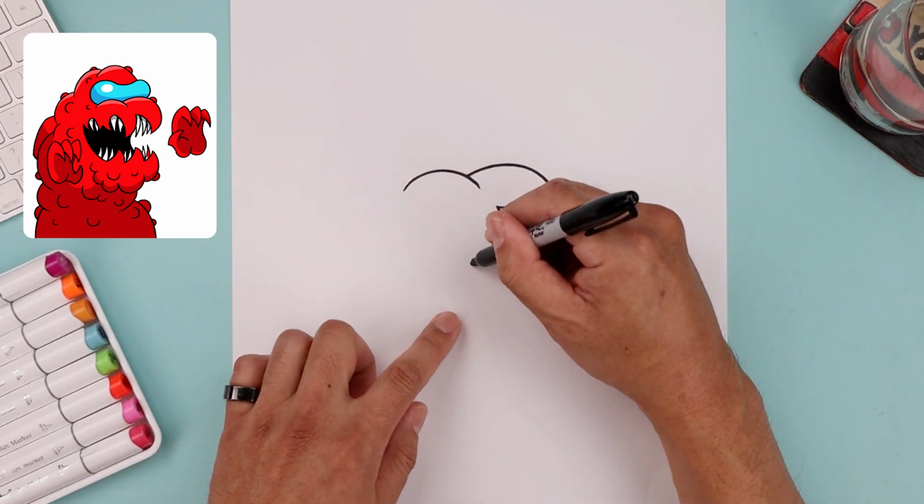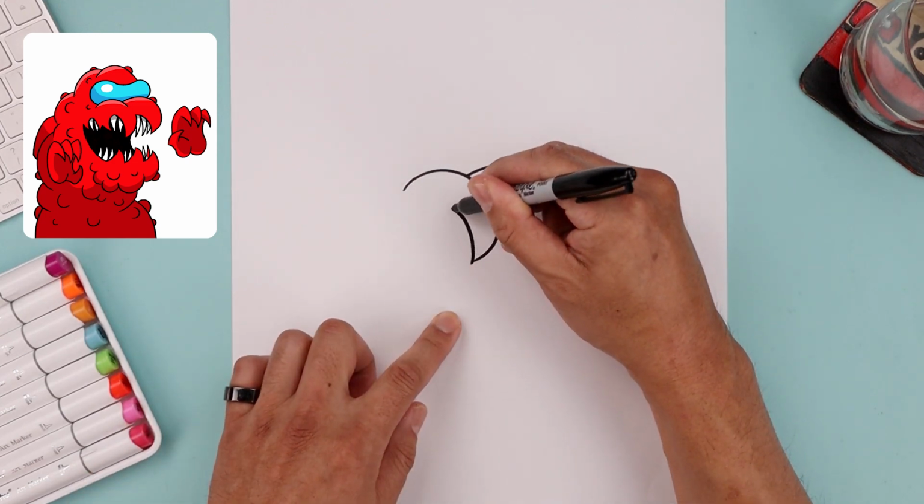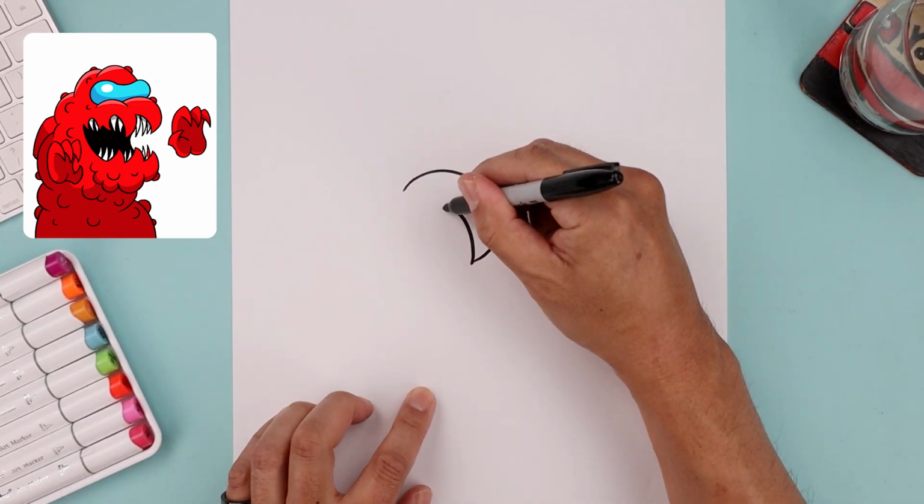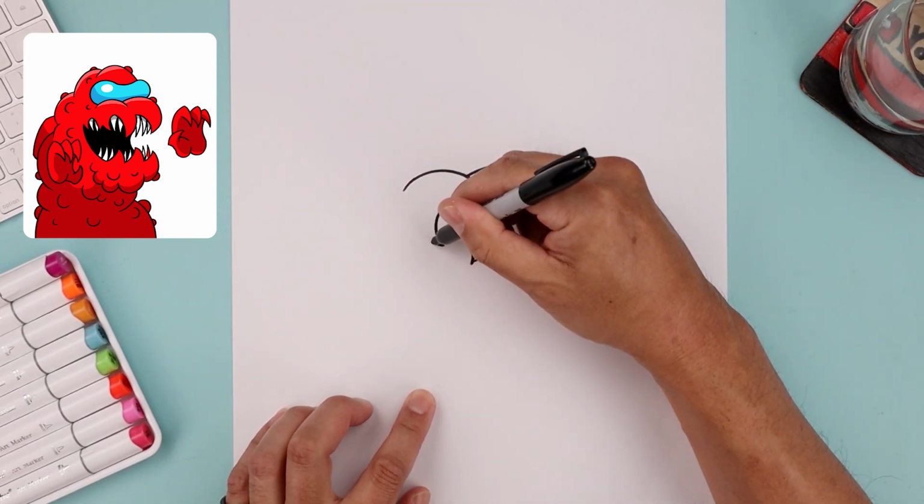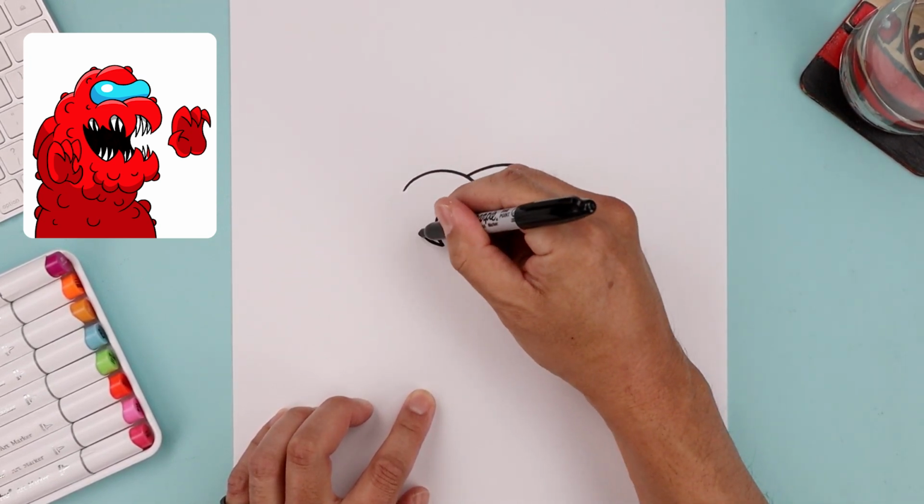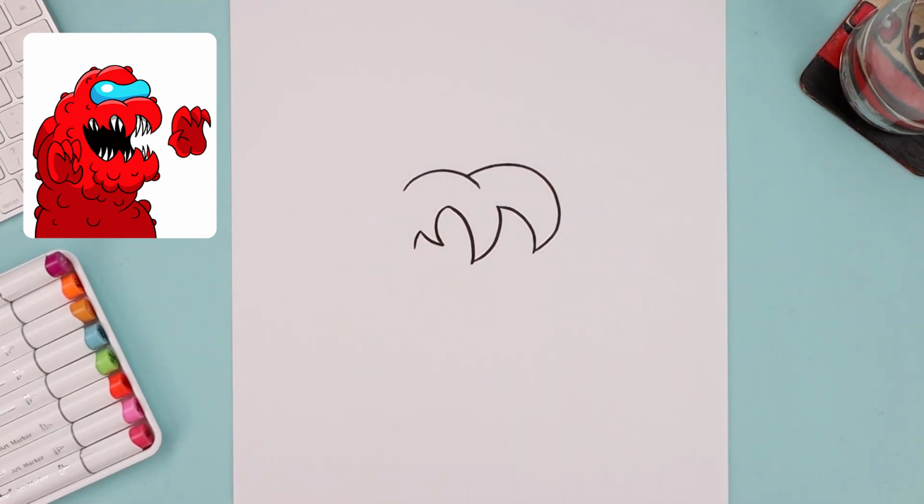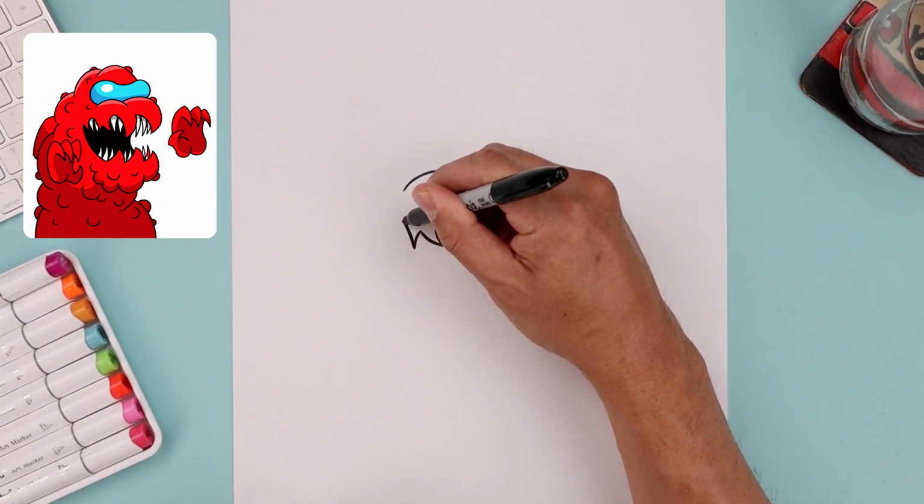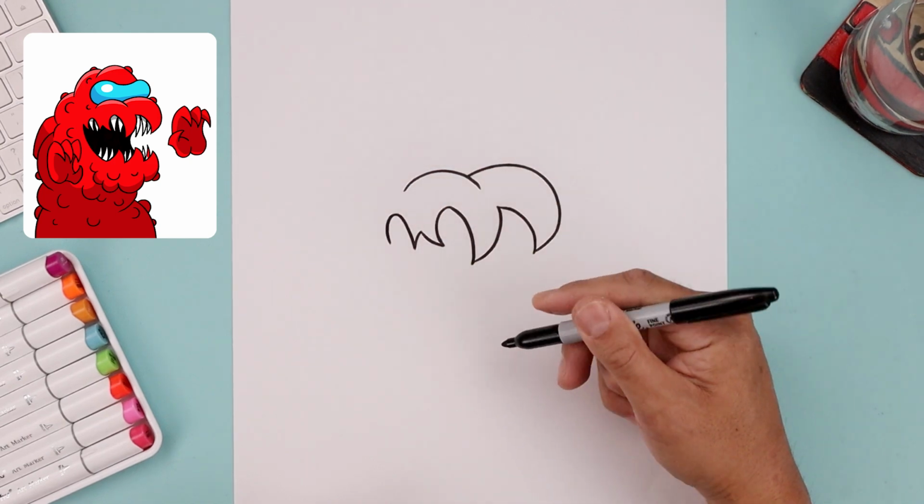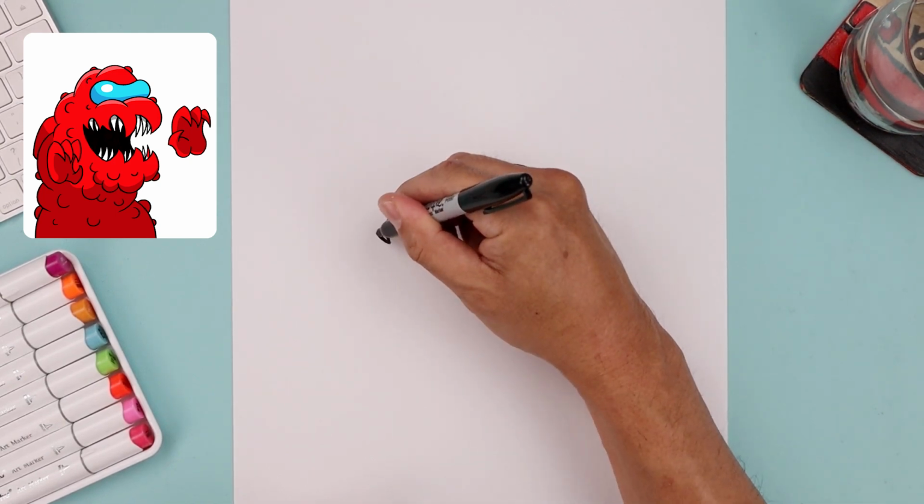Let's draw another curve going up towards the top and bend this around, then over. Let's add a point going out and then come down. Let's work our way towards the corner of the mouth. We're going to go up, bend that down, and then curve up towards the side.